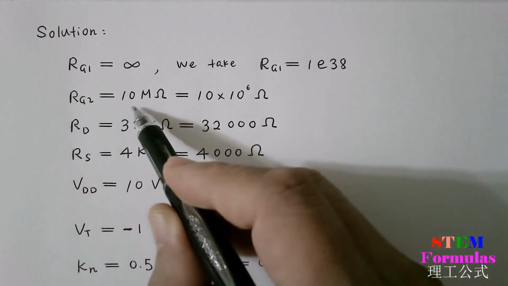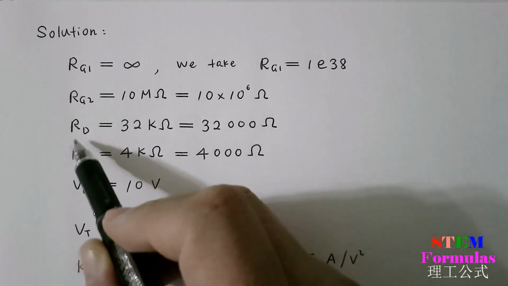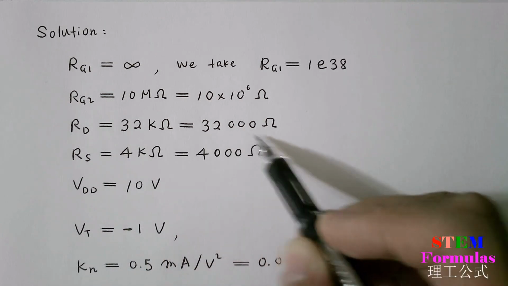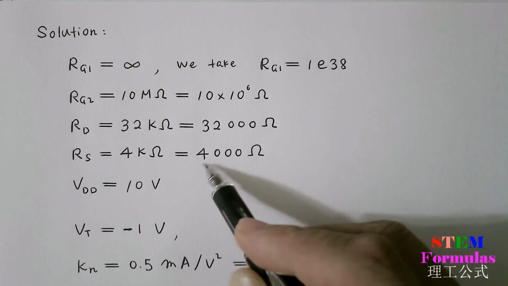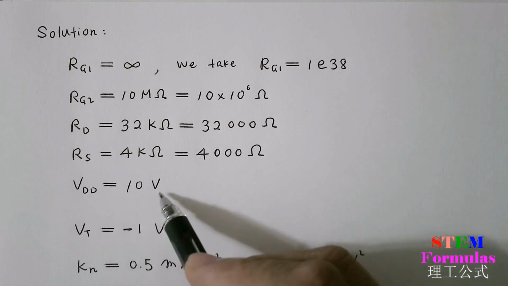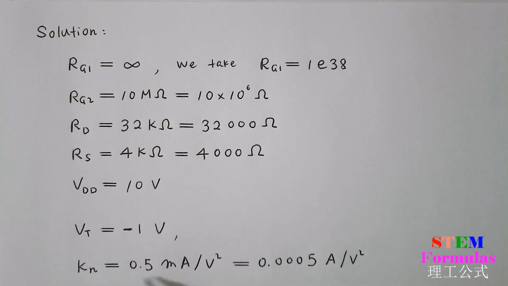And RG2 equal 10 mega ohm equal 10 times 10 to the 6 ohm. RD equal 32 kilo ohm equal 32,000 ohm. RS equal to 4 kilo ohm equal to 4,000 ohm. VDD equal 10 volts. VT equal to -1 volts. Kn equal to 0.5 milliamp per volt square. We need to change to SI unit, equal 0.0005 amp per volt square.